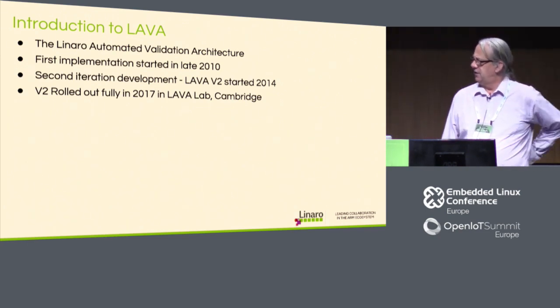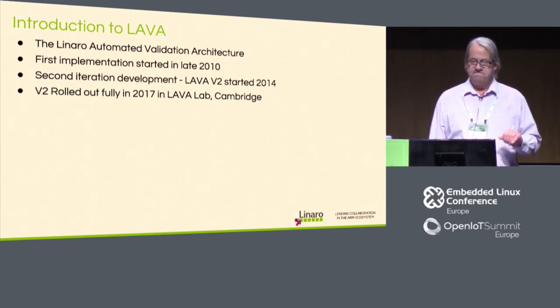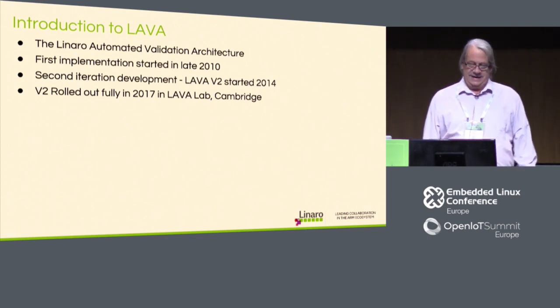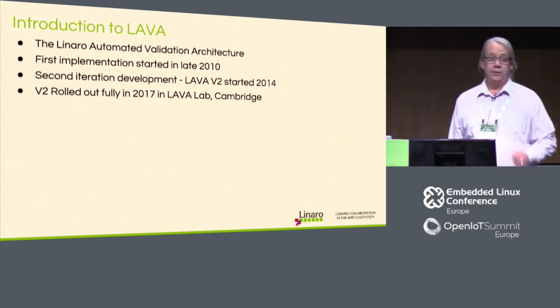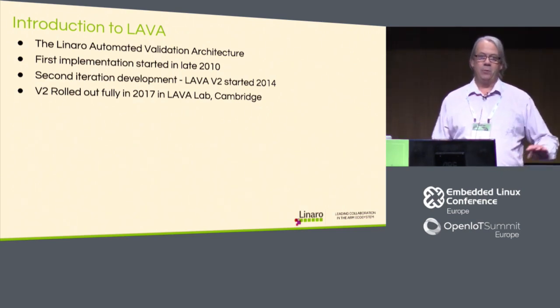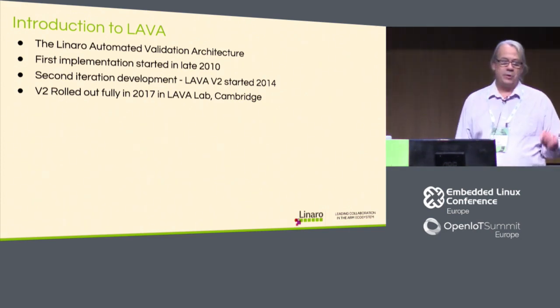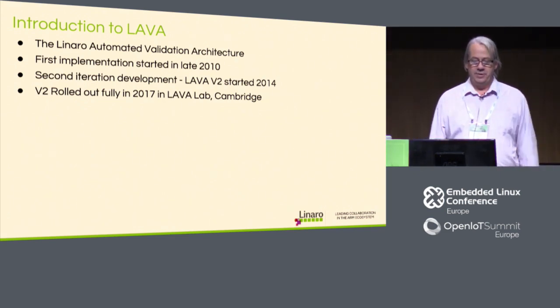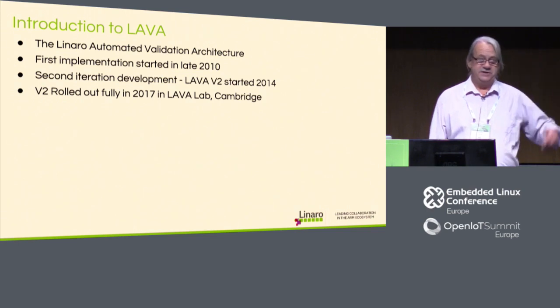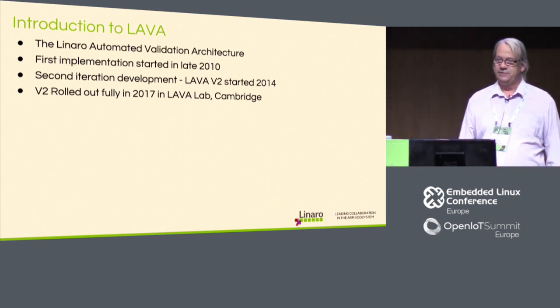The first iteration was successful, it was good. It had some limitations, and a guy called Neil Williams joined the company back in 2014, and Neil said, we need to completely change this. So the second iteration, V2, you can't believe how many meetings we had about what we should call the second iteration. And we came up with V2. That was rolled out fully into the Linaro lab in Cambridge last year. And we've got rid completely of the history of V1 and everything. There is a database archive, so we actually do have access to the data if we want it.